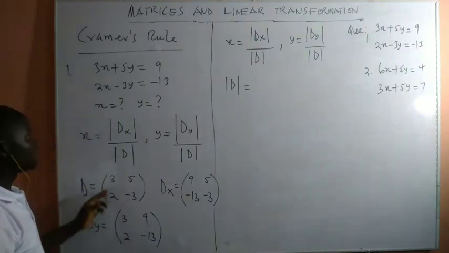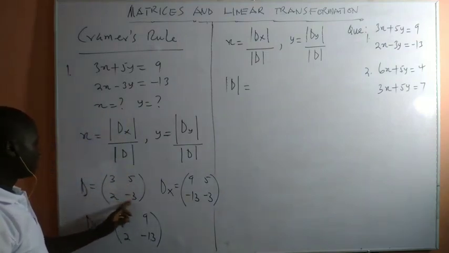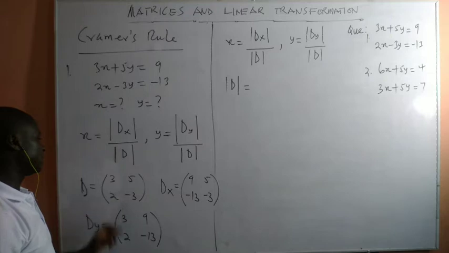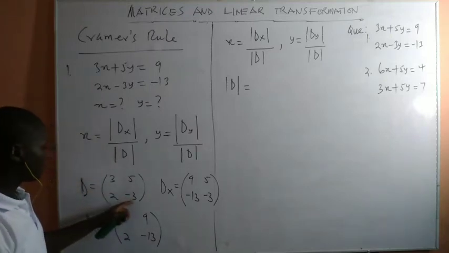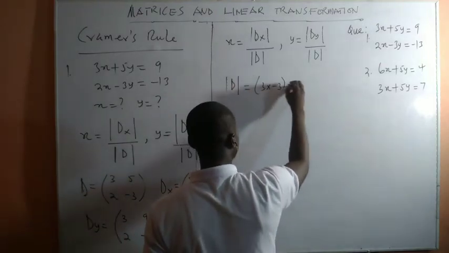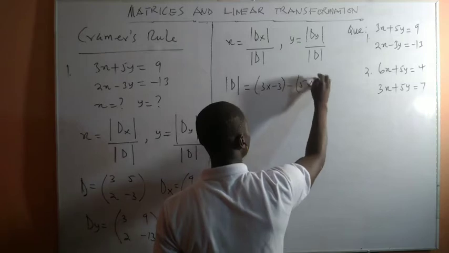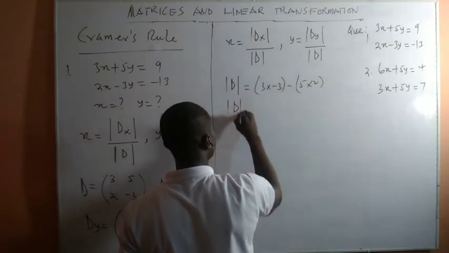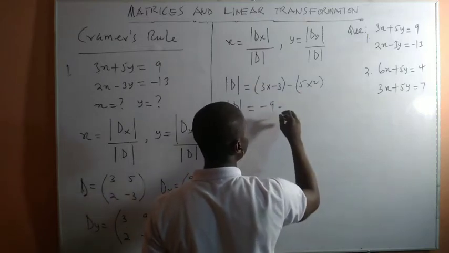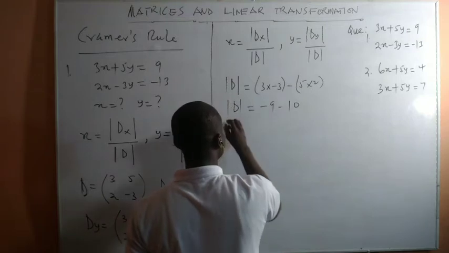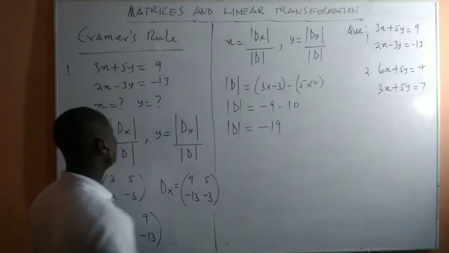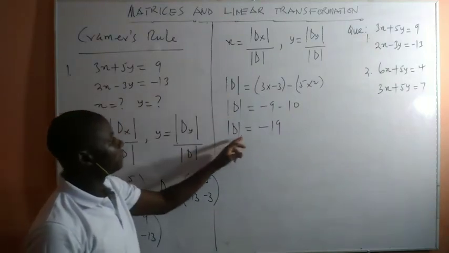So the coefficient matrix is 3, 5, 2, minus 3. The determinant is the first element times the fourth element minus the second element times the third element. So we have 3 times minus 3, minus 5 times 2. So the determinant of the coefficient matrix D will be equal to 3 times minus 3, which is minus 9, minus 5 times 2, which gives us 10. So the determinant is minus 19. So the determinant of the coefficient matrix is equal to minus 19.